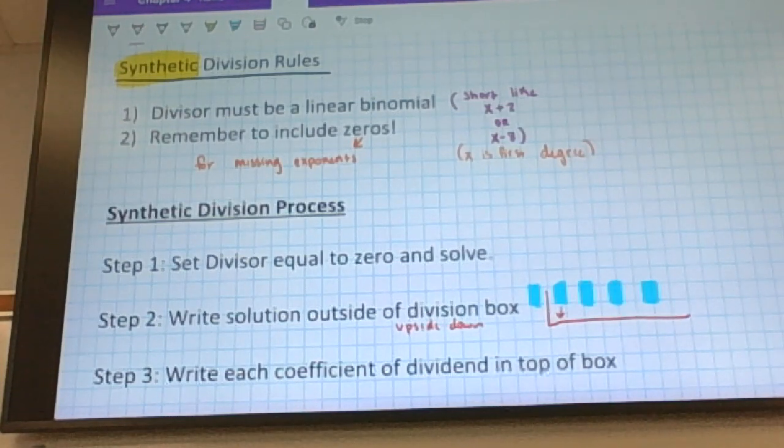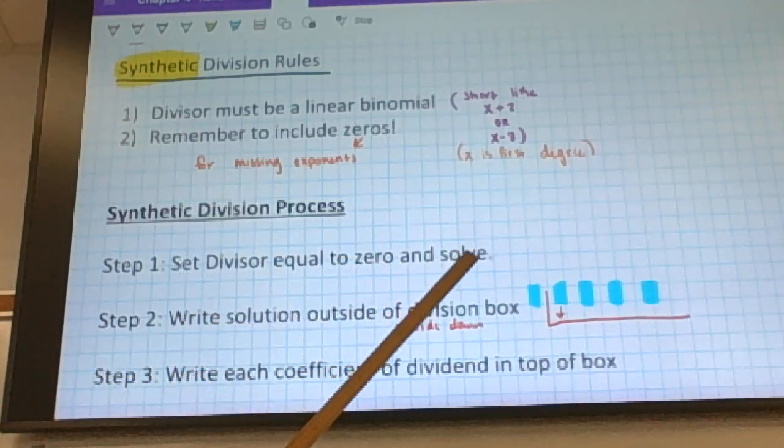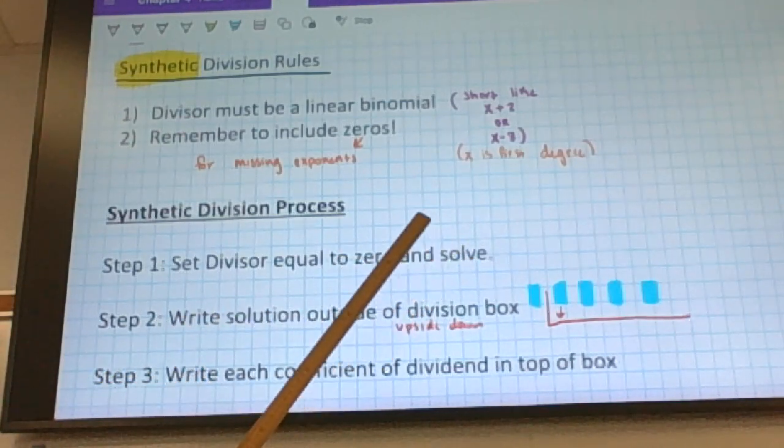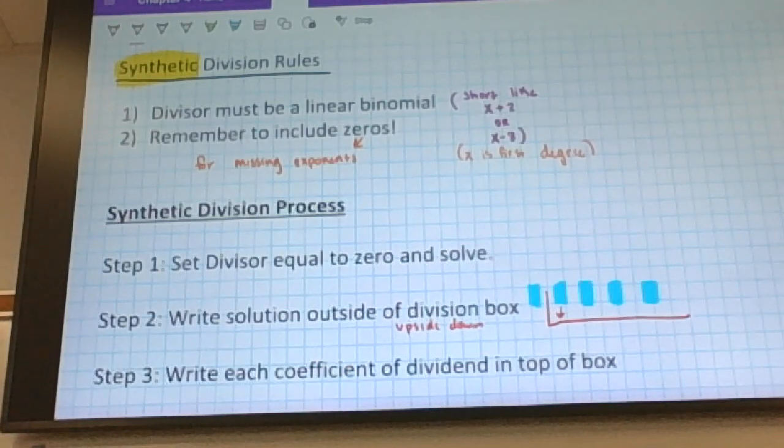So here are the steps we just went through. First, we set the divisor equal to 0 and solve. Then you write the solution outside the division box, which is an upside down box, and the coefficients make the top row. And I'll just stop talking for a minute.